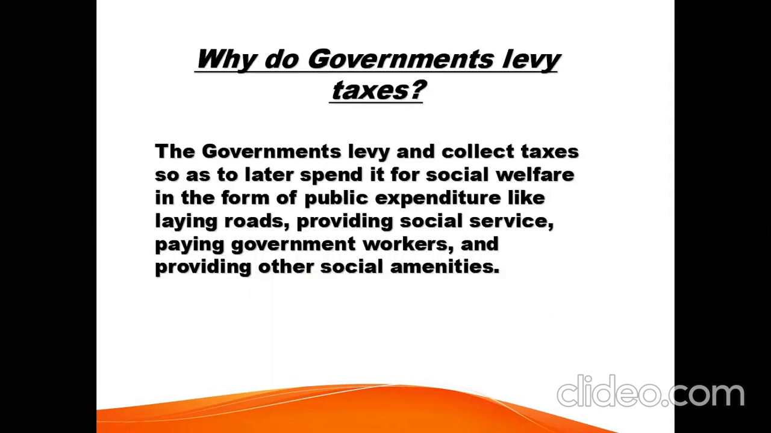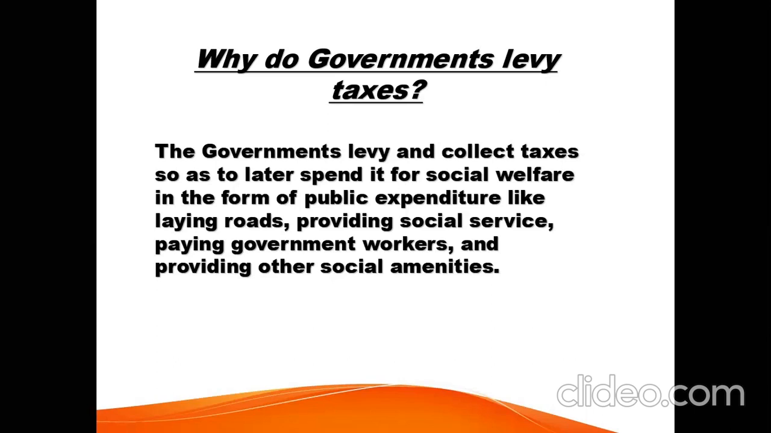Last and important topic is taxes. Why do government levy taxes? Governments levy taxes and collect taxes so as to spend it for social welfare in the form of public expenditure like laying roads, providing social service, paying government workers, and providing other social amenities. Since business is also a part of social activity, an entrepreneur is also bound and liable to pay taxes.